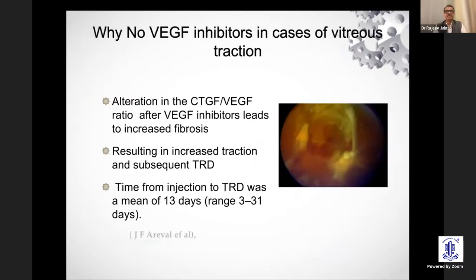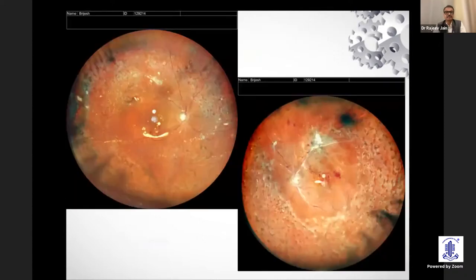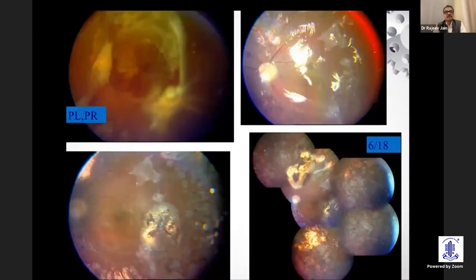And because of fibrosis, there is more traction. If there is a TRD which is threatening the macula, it can actually involve the macula. And so that is why whenever we inject, we always tell our patients, you decide a day of the surgery, then only I'll inject and decide on the day of the injection so that there is no increased traction before you go in. Few cases, post-op vitrectomy was done, the bad cases.